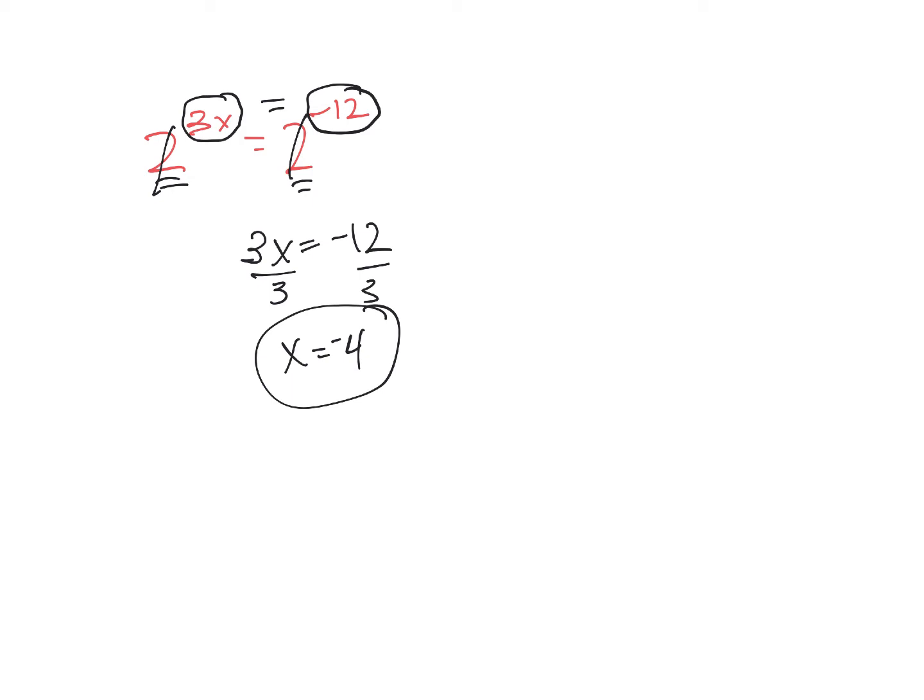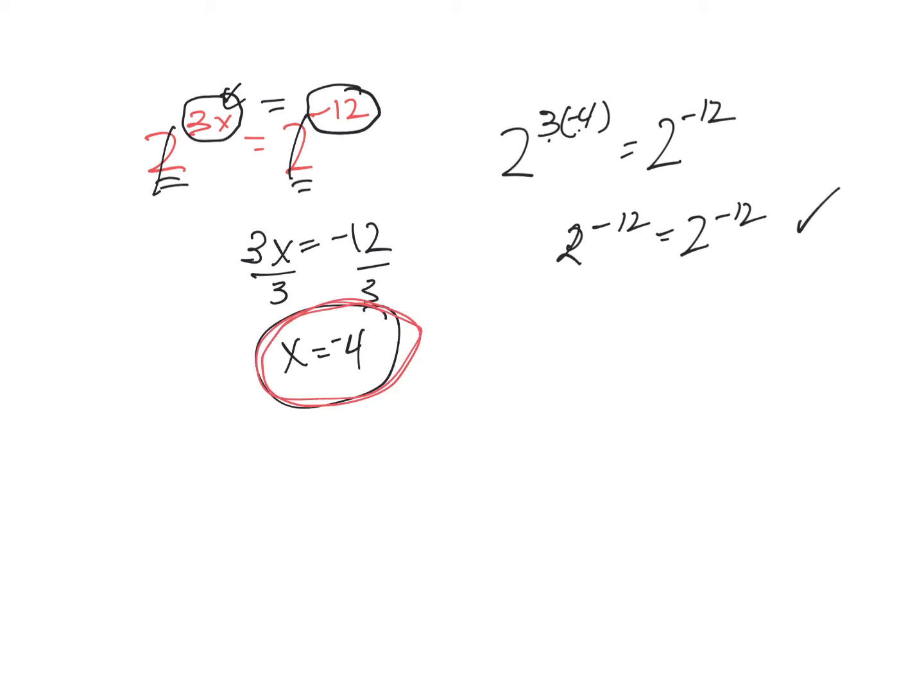And so if I plugged in that x, 3 times negative 4, it equals 2 to the negative 12. We have 3 times negative 4, which is negative 12. So we have 2 to the negative 12 equals 2 to the negative 12. And so that's our check. So what you're doing is solving for that x that's in that exponent. Okay, so let's look at another one.